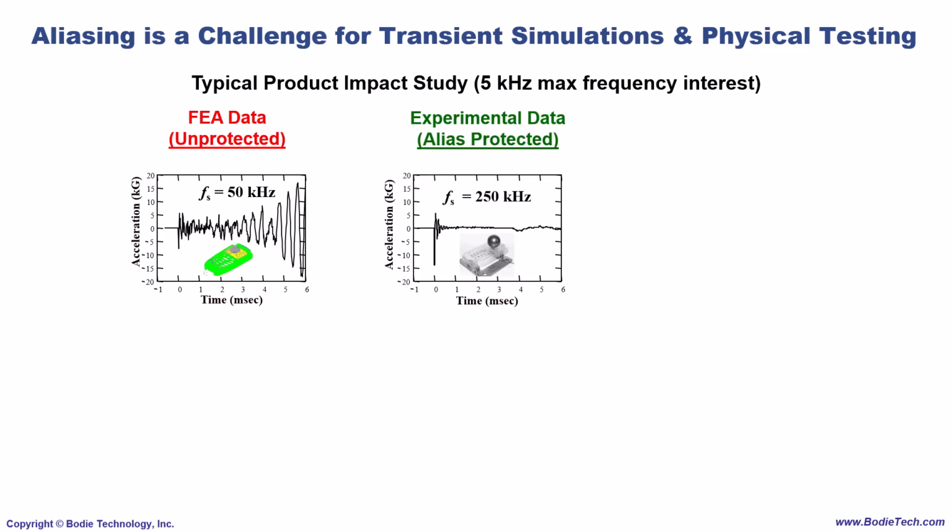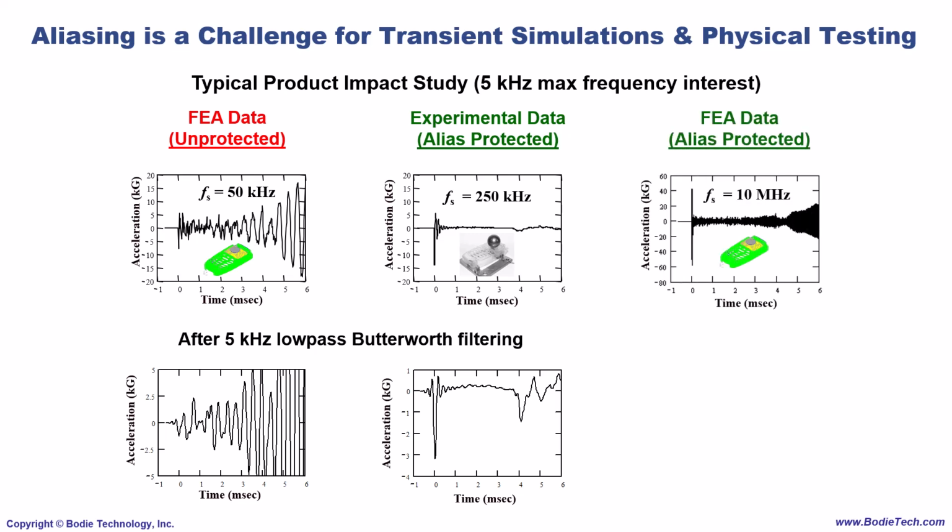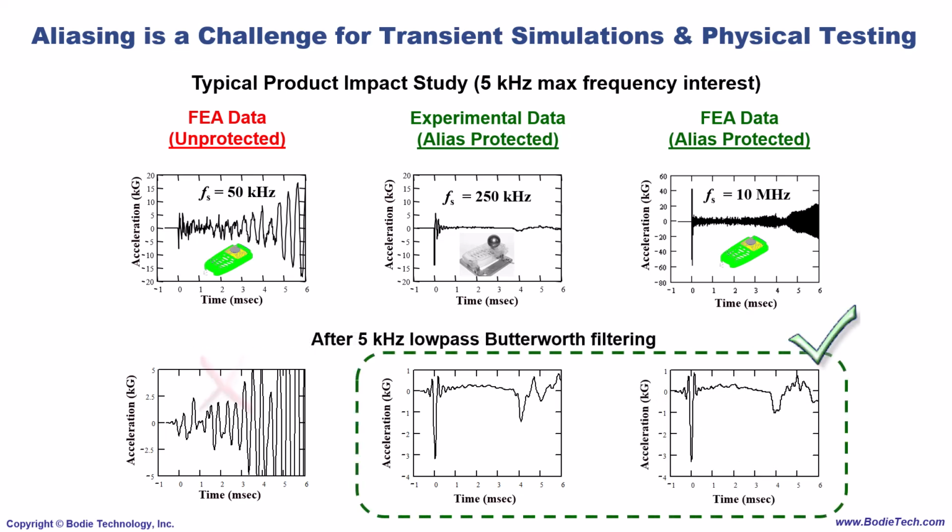The physical test data of the same event looks totally different from the simulation. After applying a 5 kHz low-pass filter to both datasets, the results are a disaster. No correlation whatsoever. Our training will teach you how to output the data from the simulation properly, avoiding aliasing, so that when you apply an appropriate low-pass filter, you can achieve amazing correlations between tests and simulations.